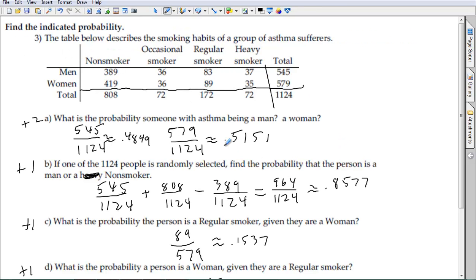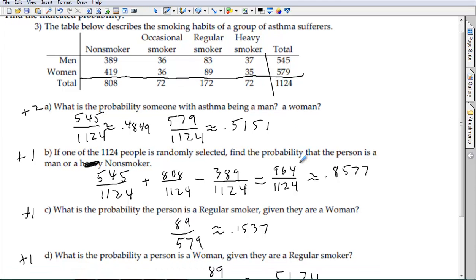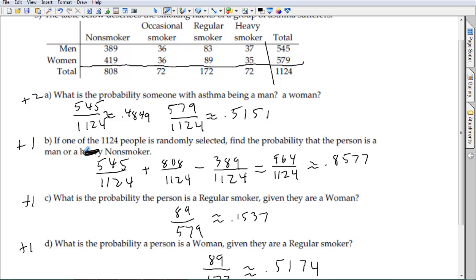Number 3, probability that it's a man: you just took men, 545 out of 1124. Women is 579 out of 1124. Man or, and this is a typo, it's supposed to be not a heavy smoker, because otherwise I'd be referring to non-smokers as being heavy. So that's a typo, but I think everybody figured out it's just non-smoker. So here's man, here's non-smoker, and here's how many are both. So it's probability of A plus probability of B minus the intersection, because these all got counted twice. So there it is, 964 out of 1124, about an 86% chance.